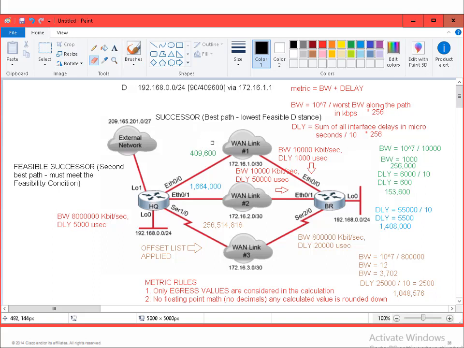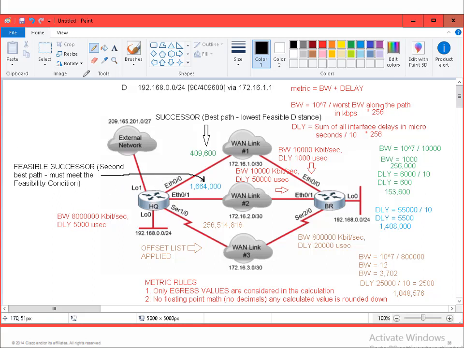Let me clean this up a little bit. So this is my successor path, and this guy over here ends up being my feasible successor path because it meets that particular feasibility condition. Well, that looks like crap. All right, I'll just draw a little line. So this is my feasible successor because it meets the feasibility condition. What is that feasibility condition?